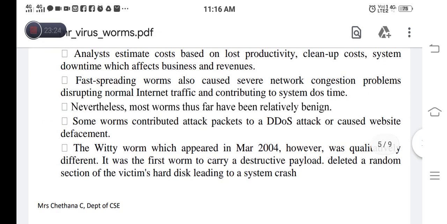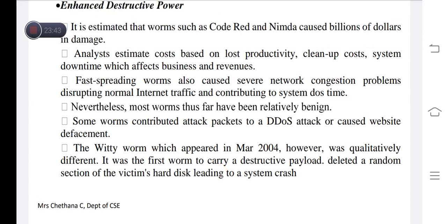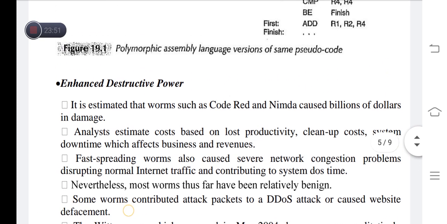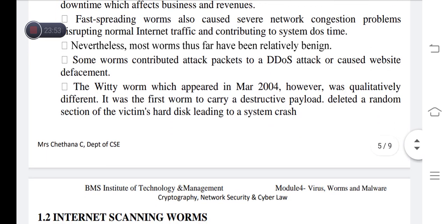It can do the attack using attack packets, right? And it can cause severe network congestion problems, or it may also delete the hard disk section of the victims, which may also lead to a system crash. Okay, this is a feature of the enhanced destructive power.